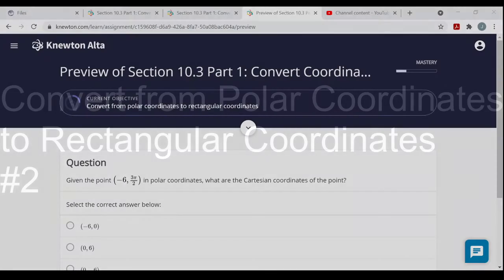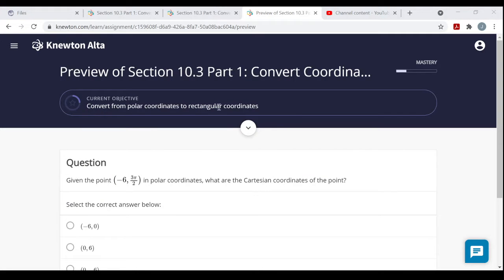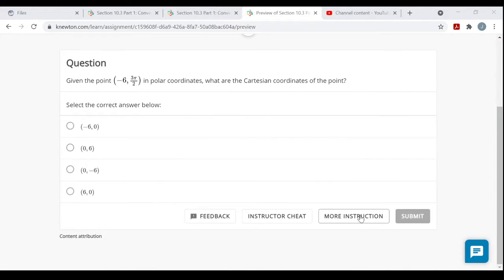This video is on the objective convert from polar coordinates to rectangular coordinates. This is the second video on this objective. I'm hoping you watched the first one because I'm just going to go right into the question and do it. If you want to see more about the topic, click on More Instruction, look at their videos, their notes, their examples, and hopefully those help you out.